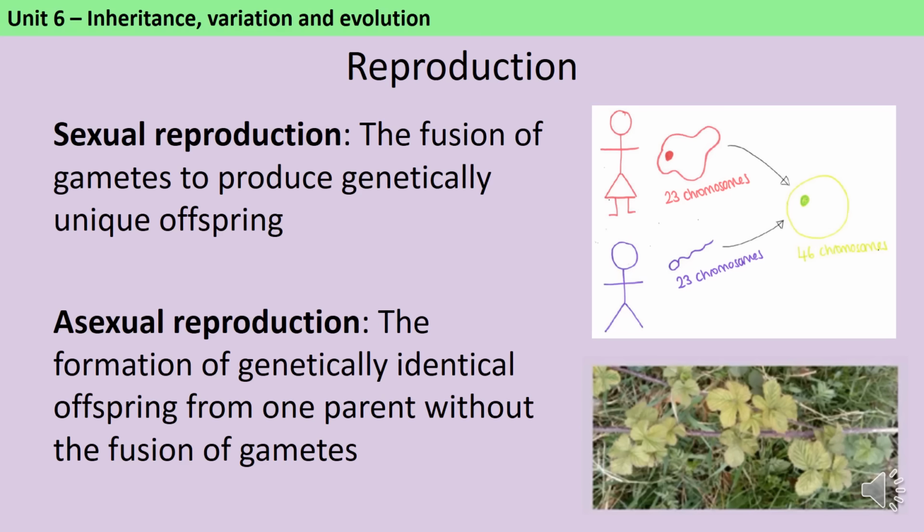The offspring will be different to each other and different to the parents, because the alleles will be combined in different ways. Asexual reproduction, by producing runners like a strawberry plant or spores like many fungi, does not involve gametes or fertilisation, and it produces clones which are genetically identical to each other and their parents.